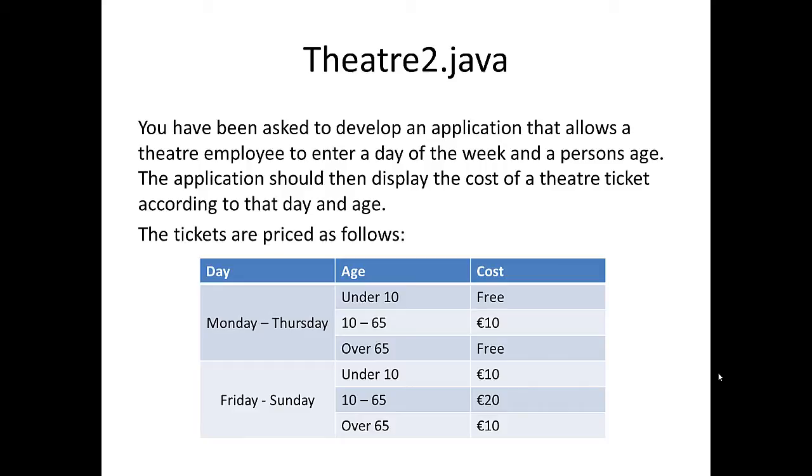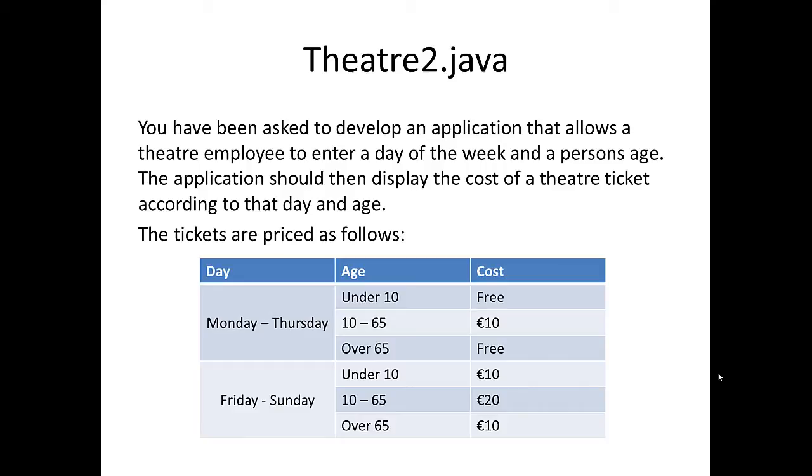So you've been asked to develop an application that allows a theatre employee to enter a day of the week and a person's age. The application should then display the cost of a theatre ticket according to that day and age. And the tickets are priced as follows. So Monday to Thursday, under 10s are free, 10 to 65 is €10, and over 65 is free. However, Friday to Sunday, under 10s cost €10, 10 to 65 is €20, and over 65 is €10.